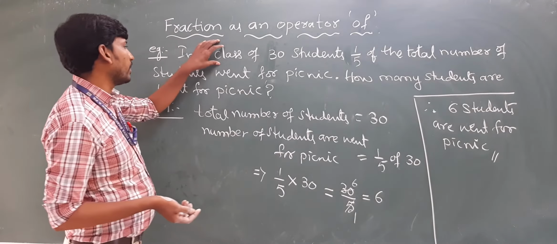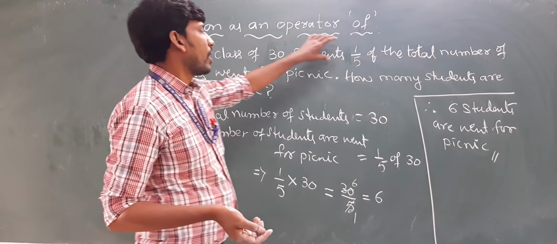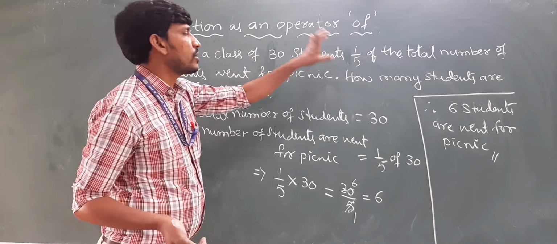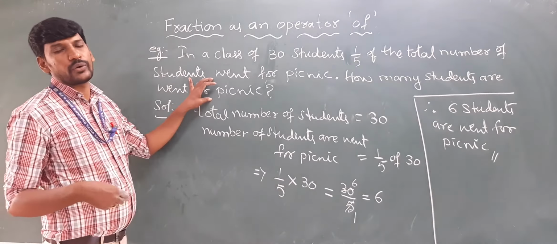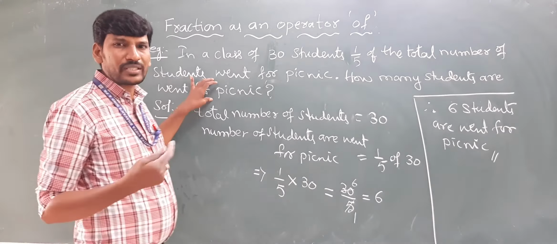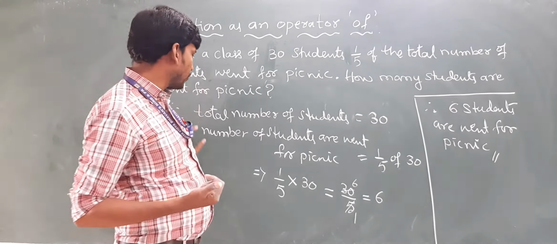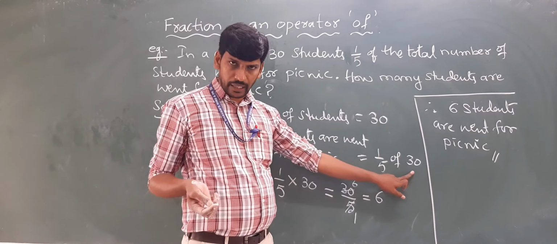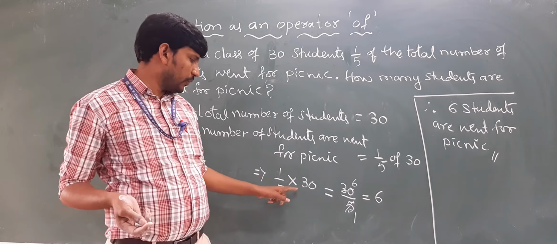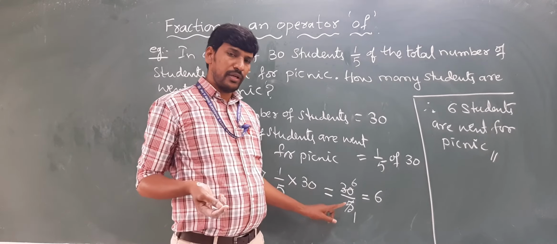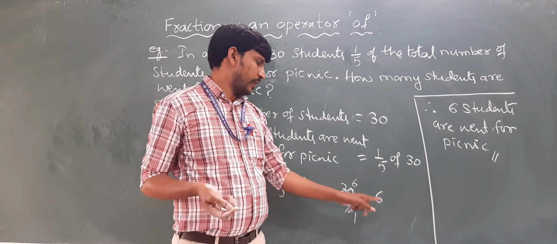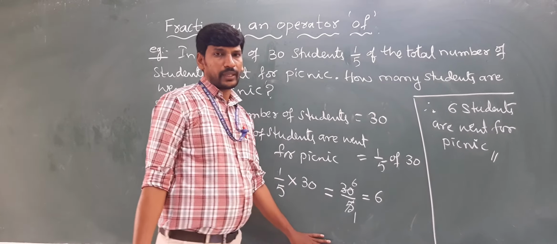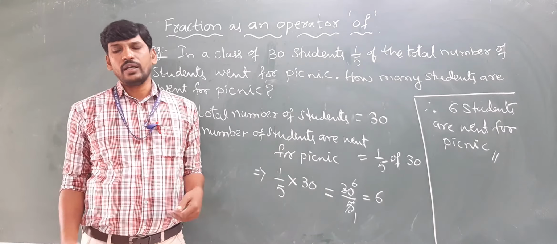So here also it is the same thing. In a class of 30 students, 1 by 5 of the total number of students went for picnic. We need to find the number of students. Students are always natural numbers only, not fractions. So the total number of students is 30. Out of this, 1 by 5 went for picnic. Therefore 1 by 5 into 30 is equal to 30 by 5. By cancellation, you will get 6. Therefore 6 students went for picnic. I hope you understood this concept.